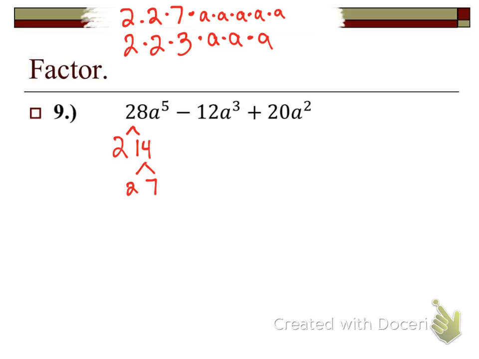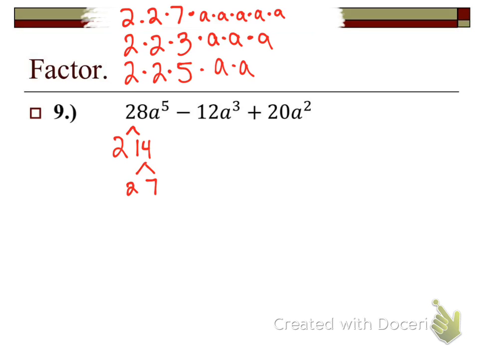Does anybody know the prime factorization of 20? 2 times 2 times 5. How many A's go with the 20? 2 of them.